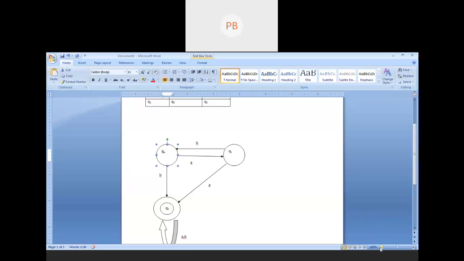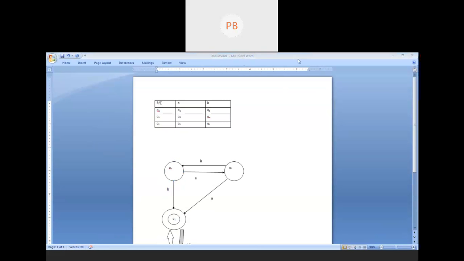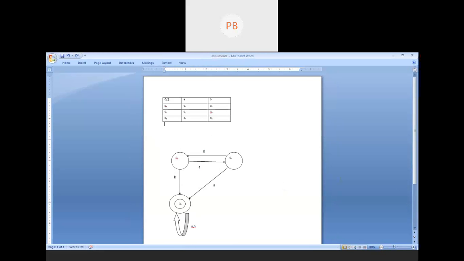Okay, let me share my screen first. Is my screen visible?